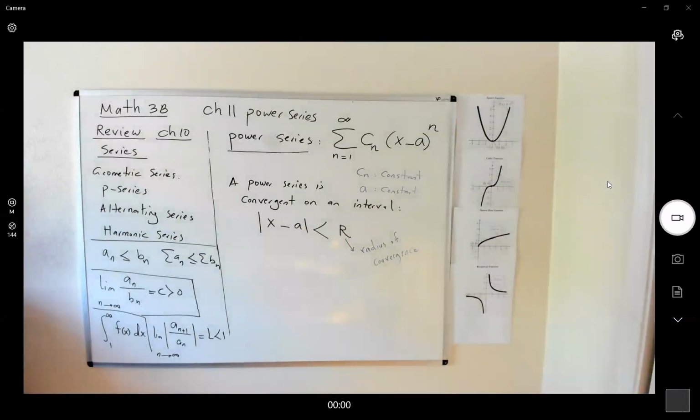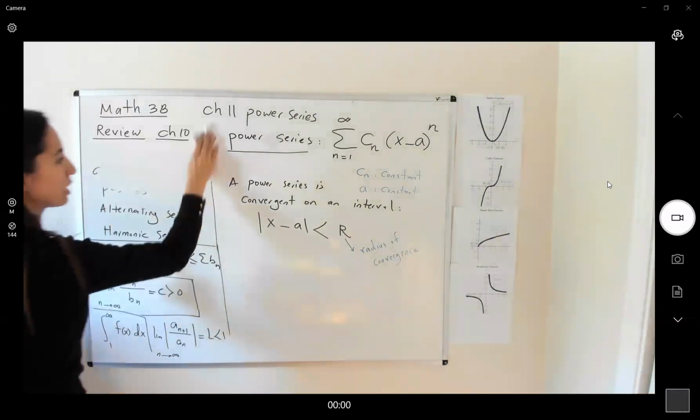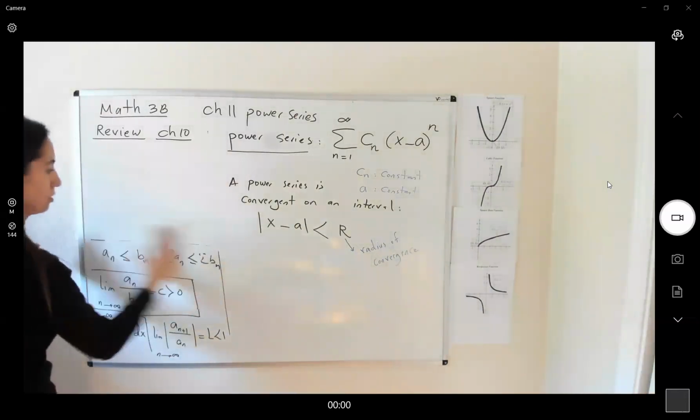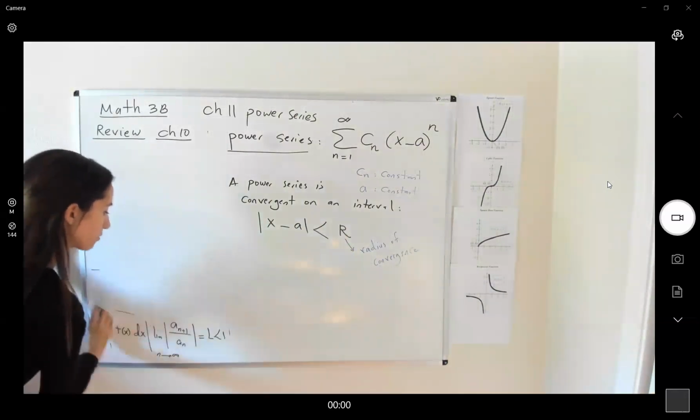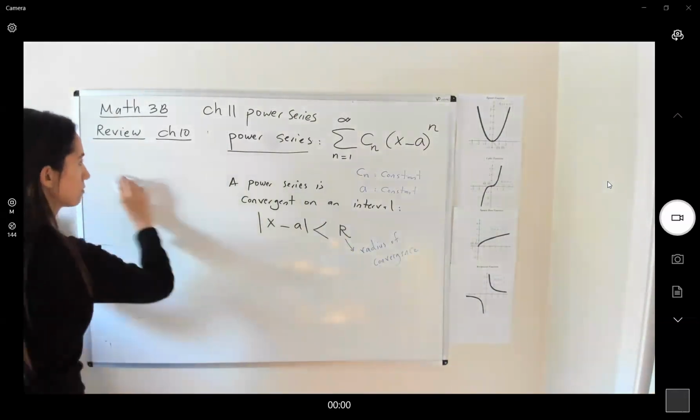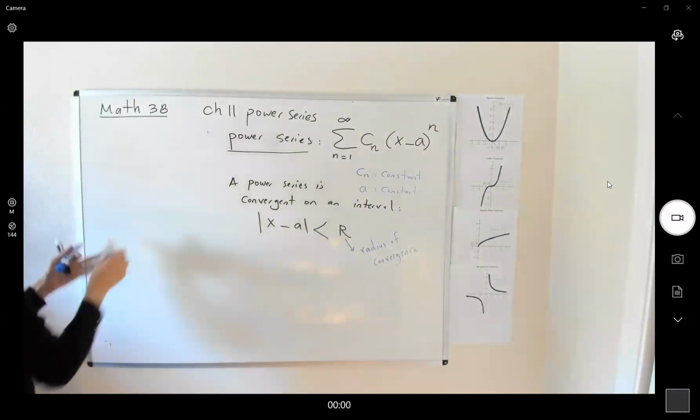Okay, let us go over one example to see what's going on, how we can apply the ratio test to find the radius of convergence. Take a look at this example.